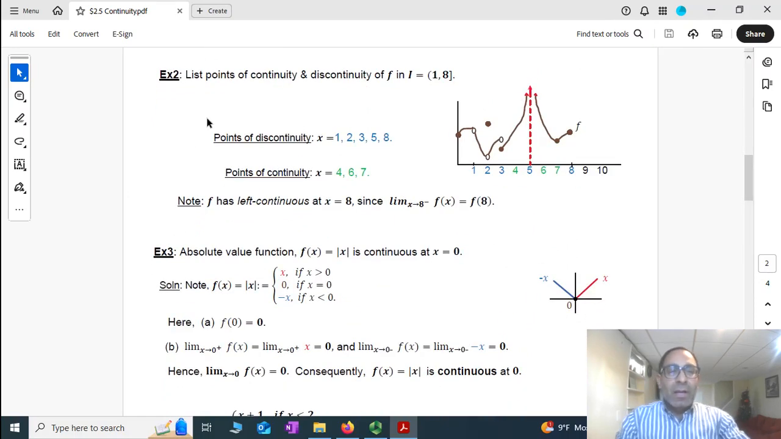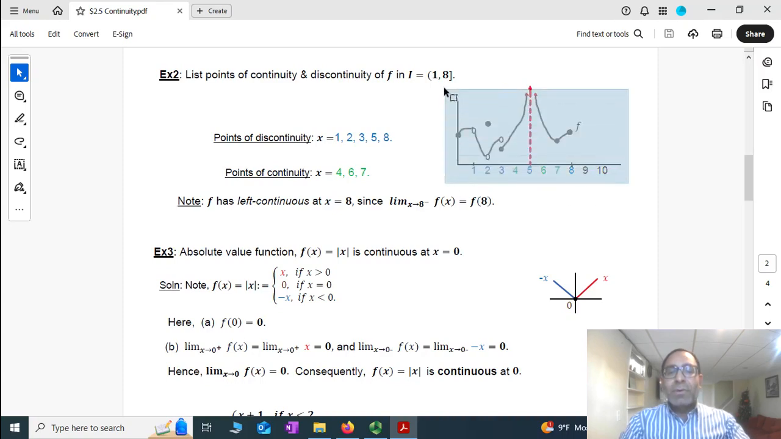Example 2. List points of continuity and discontinuity of the function in the interval I equals (1, 8], where 1 is excluded and 8 is included. So the function is defined piecewise here.